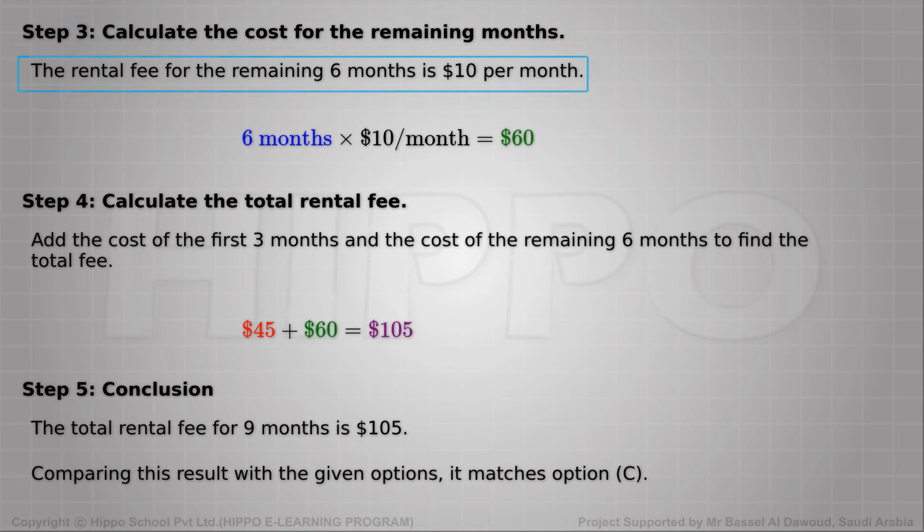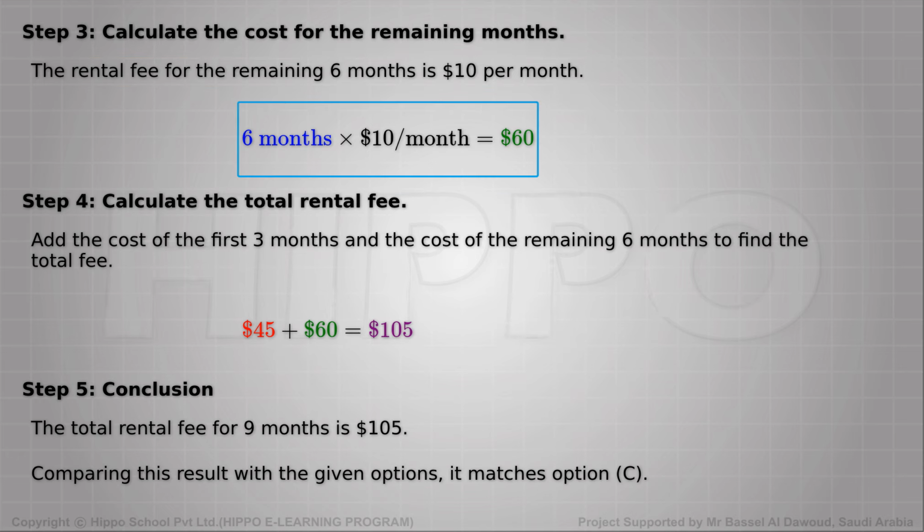Okay, now we can calculate the cost for this second period. For these remaining 6 months, the company charges a different rate. The problem says this rate is $10 per month. So just like in step 1, we'll do a simple multiplication. We take our 6 remaining months and multiply by $10 per month. As the calculation shows, this gives us $60 for the second part of the rental term.